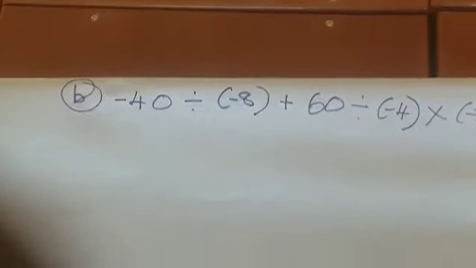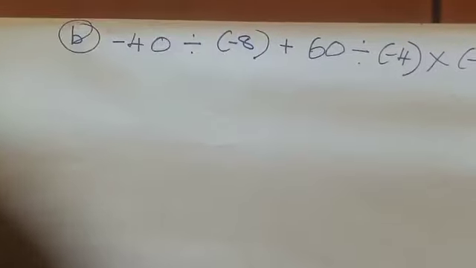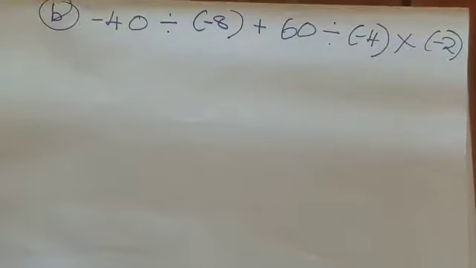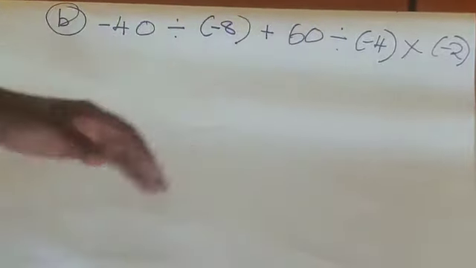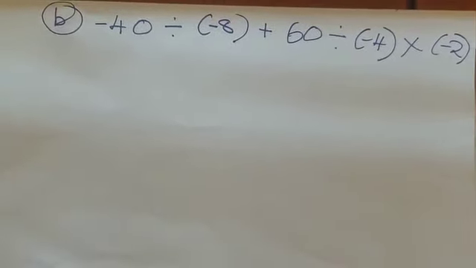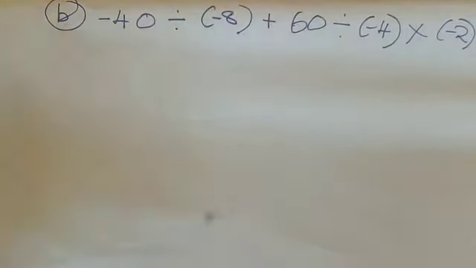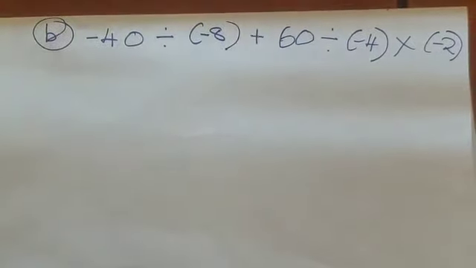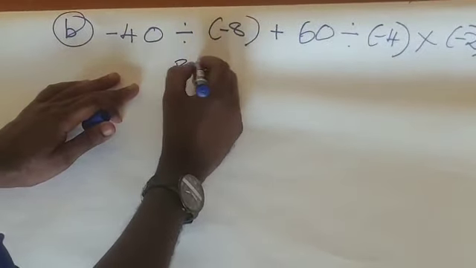We now go to B, and when you look at B, remember the question was saying evaluate this. Most of the time, when they ask you to evaluate, they are asking you to simplify this so that you can remain with one whole number. In this case, you can see that we have division, addition, division again, and also multiplication. So I advise that you use what we call BODMAS.